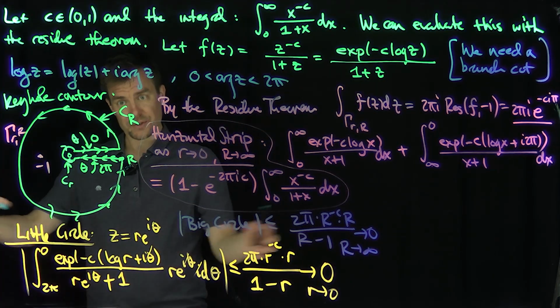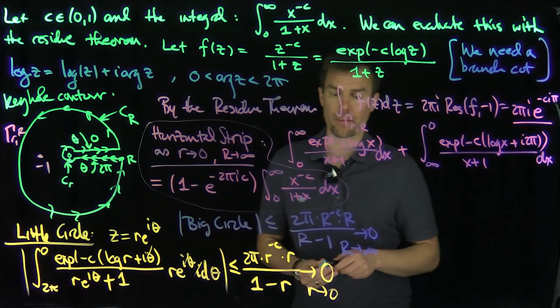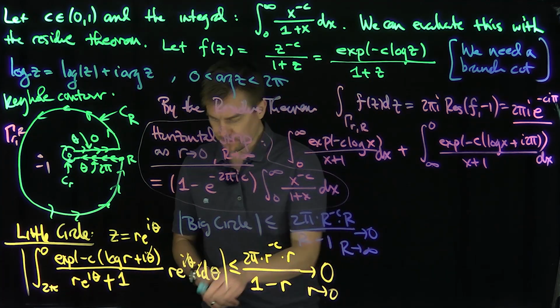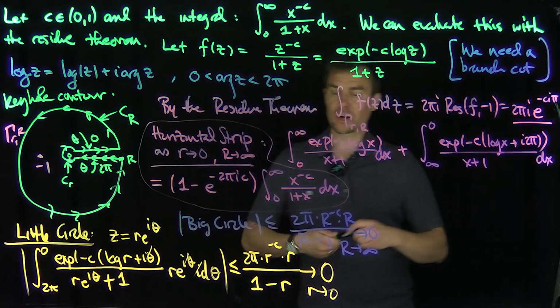As little r goes to 0, the little circle contribution goes to 0 as well. They both go to 0, just for a different reason. Good. And so now what's our conclusion, therefore?